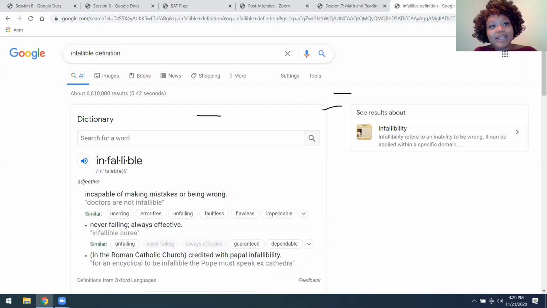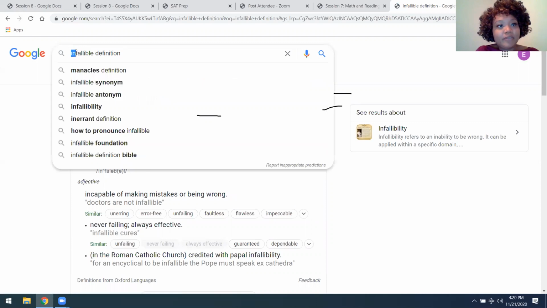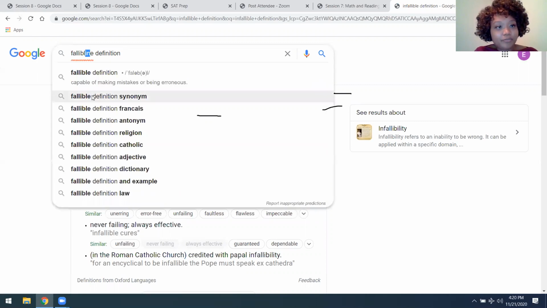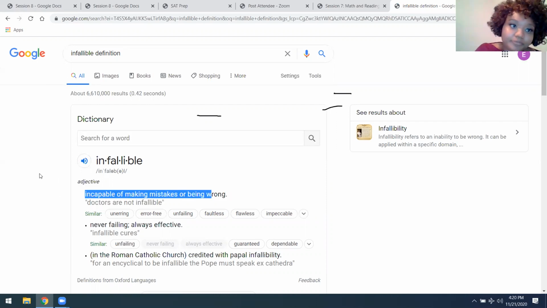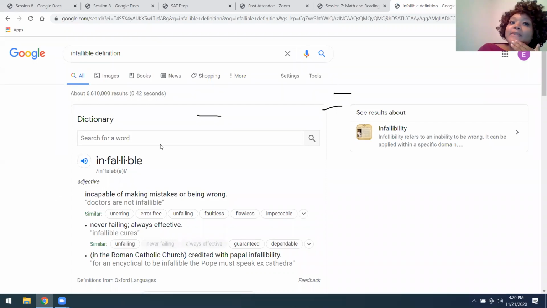Infallible, that IN negates whatever it's in front of. So if I am able to fall, if I'm fallible, whatever. If I'm infallible, I'm incapable of making mistakes or being wrong. This might be something you want to add to your vocabulary list.